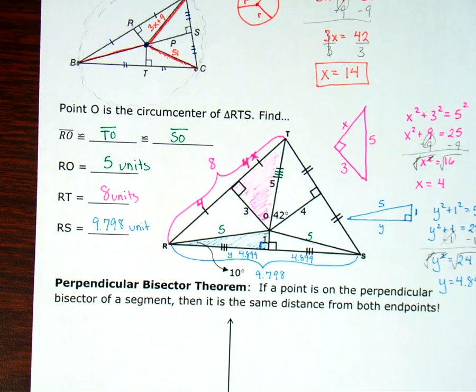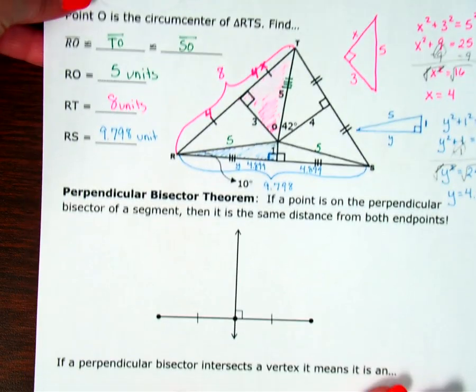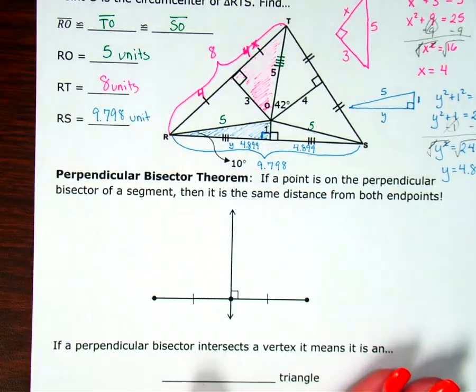All right? In the next video, we're going to look at what happens when you have a point on a perpendicular bisector of a line, and then what kind of triangle you can expect to see when that happens.